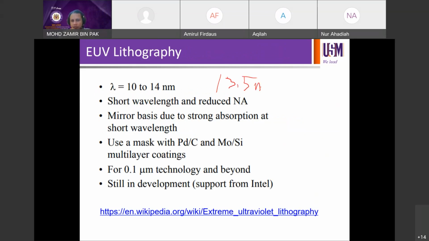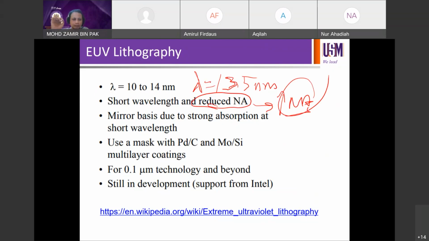You can see the video I've uploaded on ELAN on the EUV system. Look at the complexity, shorter wavelength and reduced NA. Well, if you talk about the current EUV, then we are trying to increase NA. Try to read what is the typical range of NA. Mirror based, due to strong absorption and short wavelength.